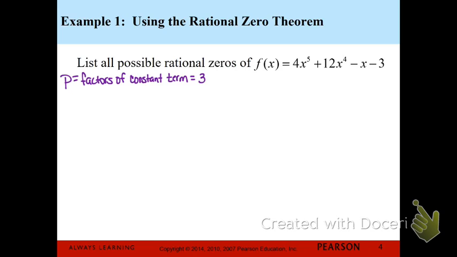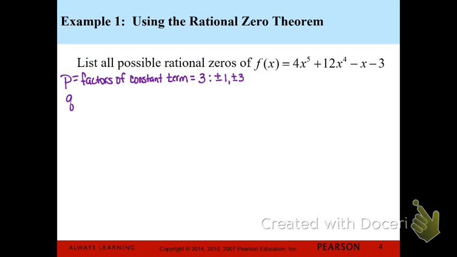So tell me, what are the factors of 3? 1 and 3. Okay, now, we are going to put plus or minus 1 and plus or minus 3 then, because 3 is divisible by a positive 1 and a negative 1, correct? And a positive 3 and a negative 3 evenly.